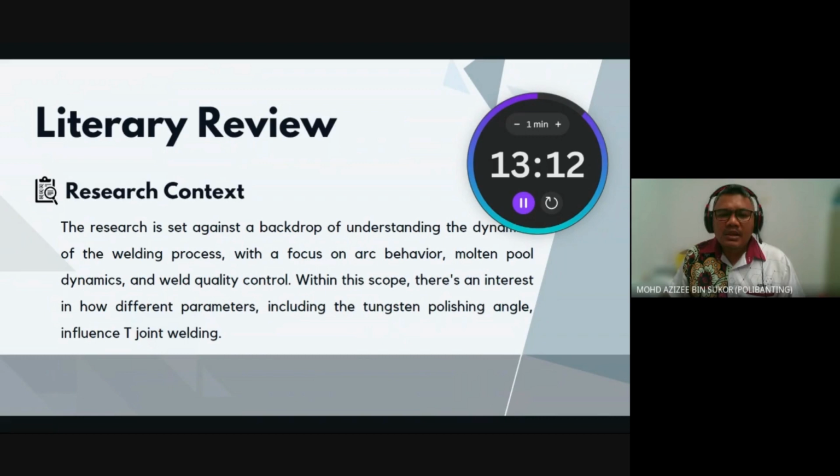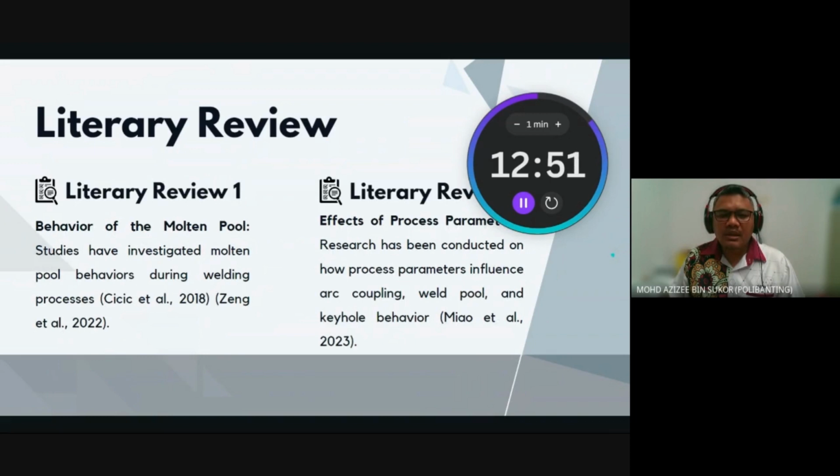The research is set against a backdrop of understanding the dynamics of the welding process, with a focus on arc behavior, molten pool dynamics, and weld quality control. Within this scope, there's an interest in how different parameters, including the tungsten polishing angle, influence T-joint welding. The existing research provides valuable insight into related areas, such as the behavior of the molten pool during the welding process.